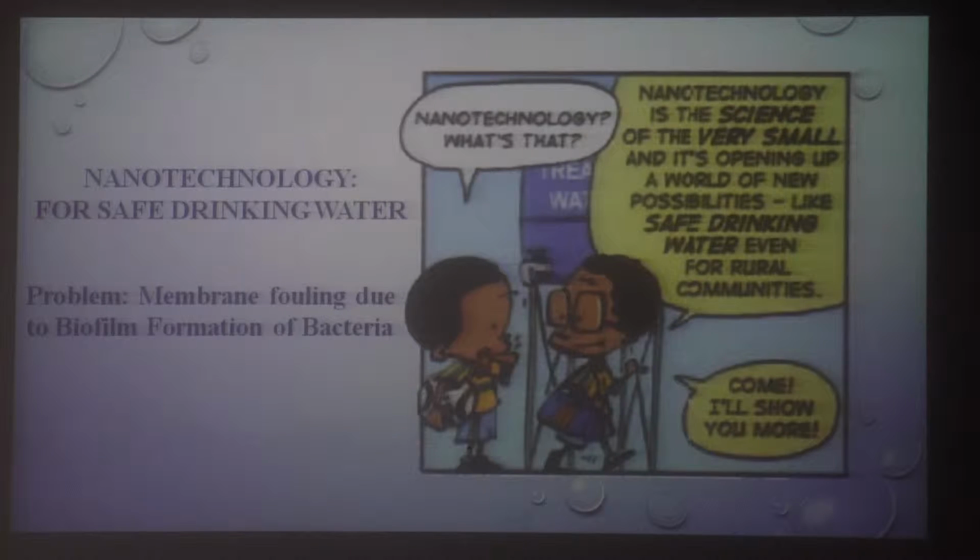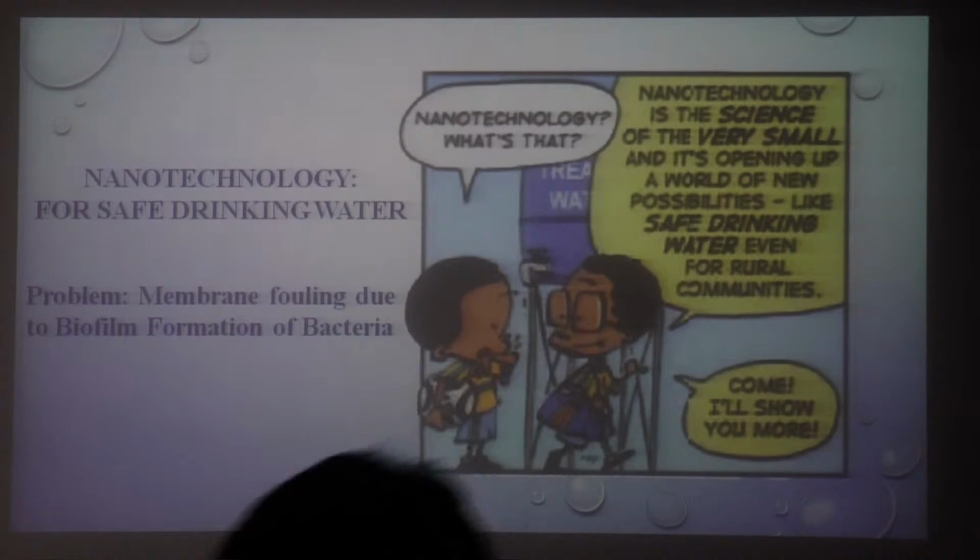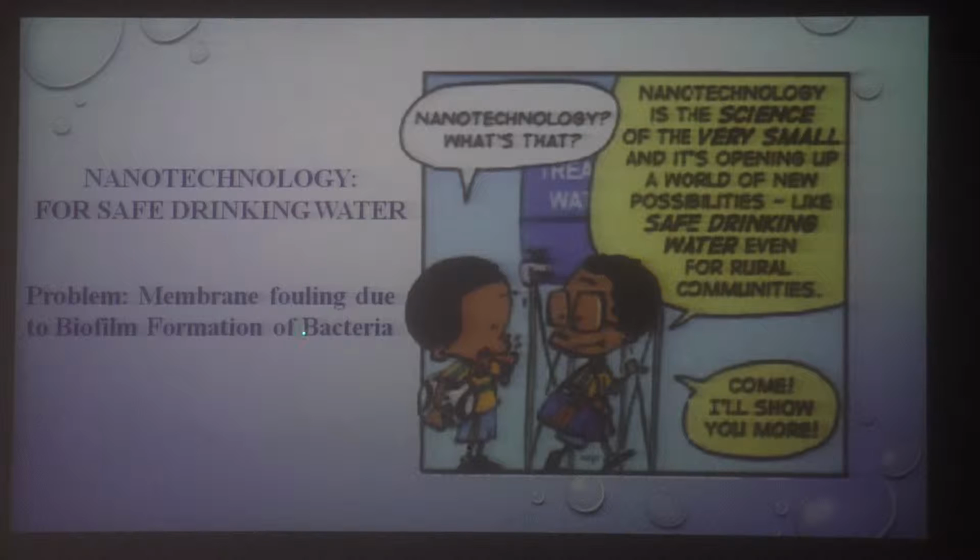Coming to the topic, can nanotechnology be used to get safe drinking water? This cartoon depicts it, and of course the answer is probably yes. So we can get safe drinking water. We can remove the problem of membrane fouling using nanoparticles.